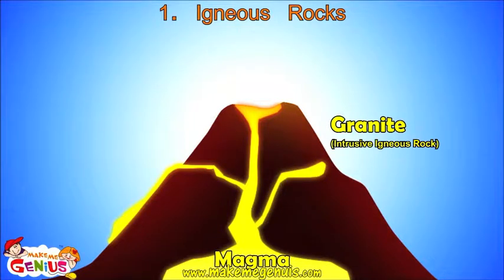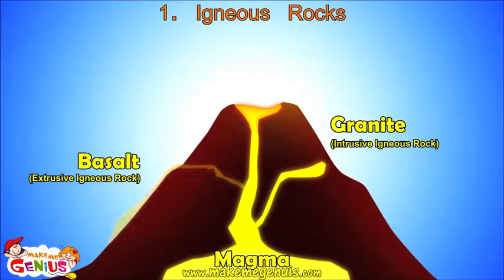The lava, which comes out and gets in touch with air, cools down faster. This cooled down lava forms basalt rocks. Basalt rocks are also igneous rocks. So, there are two main types of igneous rocks. Ones that are formed when magma comes out, which are basalt, and others when magma cools down under the surface of the Earth. These are granite rocks.